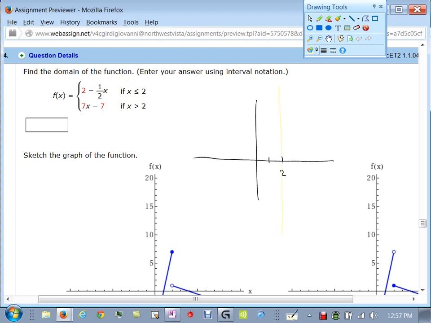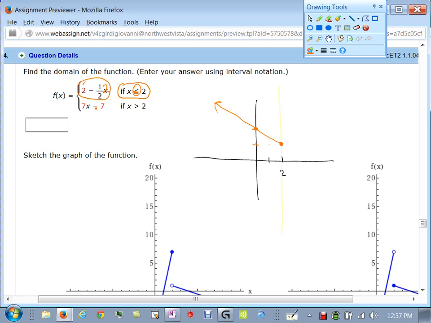All right, let's start with the left side. So to the left of 2 means x is less than or equal to 2, and this is what it looks like. It has a y-intercept of 2, and it has a slope of negative 1/2, which means down 1 over 2, and then it's a line, so it looks like that. And also, it is defined when x is equal to 2. We plug 2 in here. We get 2 minus 2 over 2 is 1, so 2 minus 1 is 1. So we're here, so solid dot there.